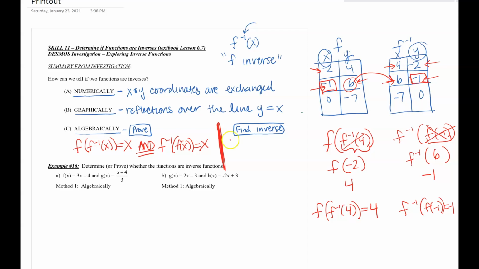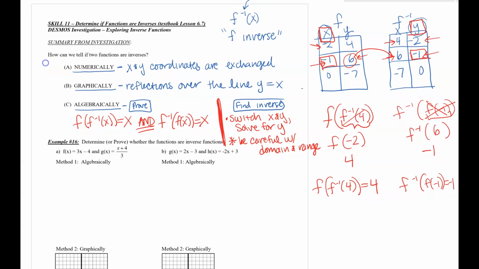Okay. And to find the inverse, we are going to switch x and y and solve for y to write it like a function that we normally do. And then I'm going to add a little asterisk here about being careful with domain and range. If the x's and y's are switching, then the domain of the first function should become the range of the second function. That means sometimes there are restrictions that we have to take into account when we're finding inverses.